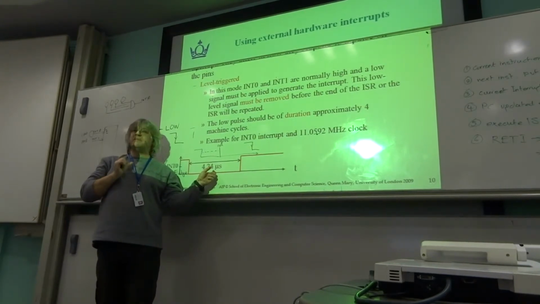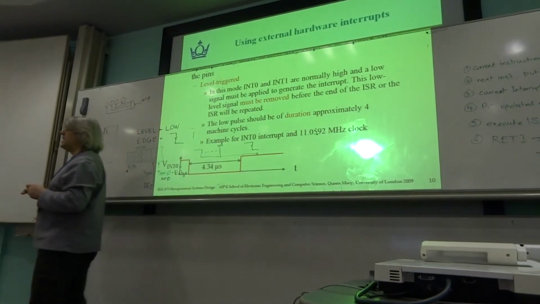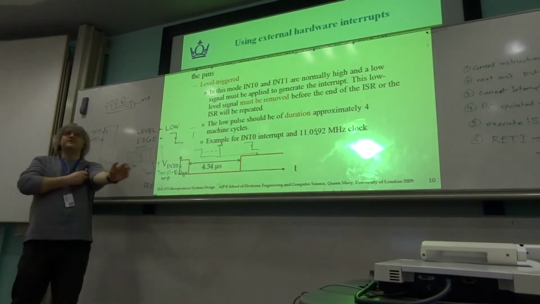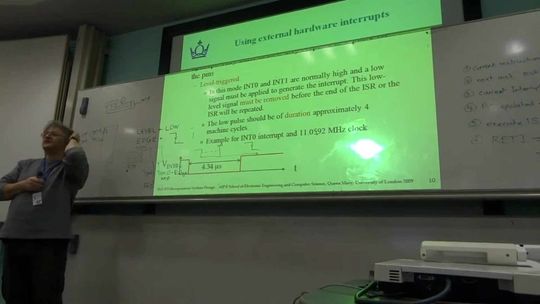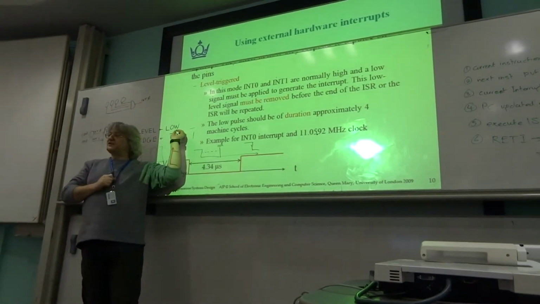When it goes high, it doesn't matter too much, provided it goes high before the end of your interrupt service routine. And if you're using some external hardware and you're not sure how long it's going to take for it to go high again, you're probably better off using edge-triggered interrupts.